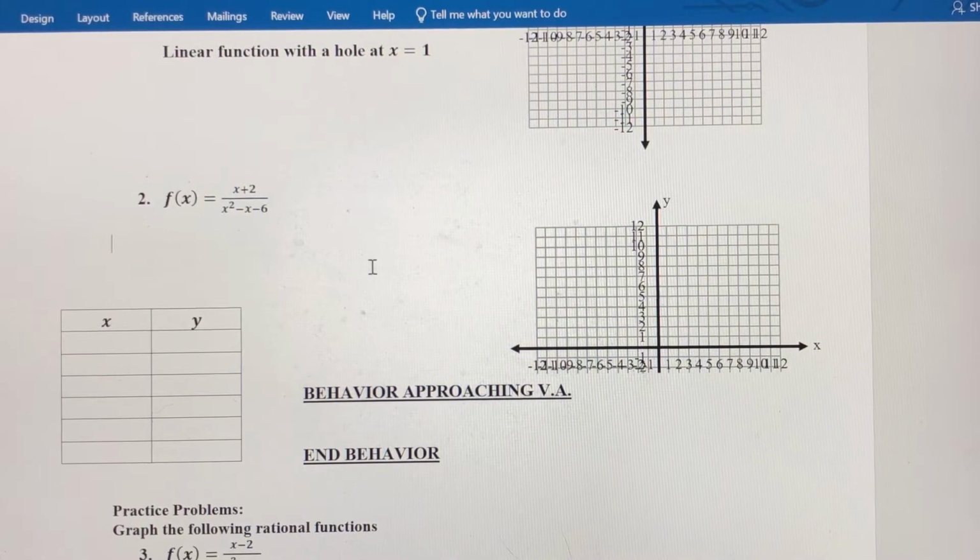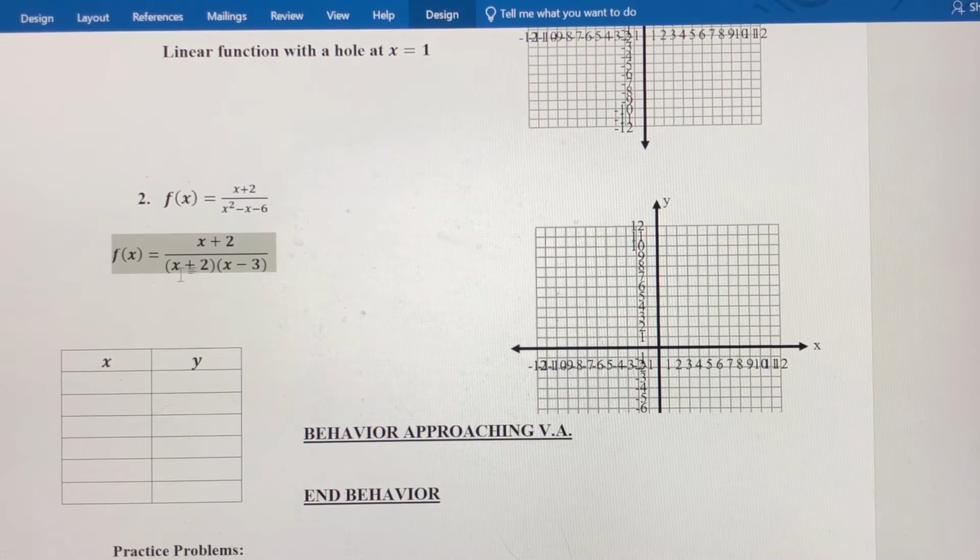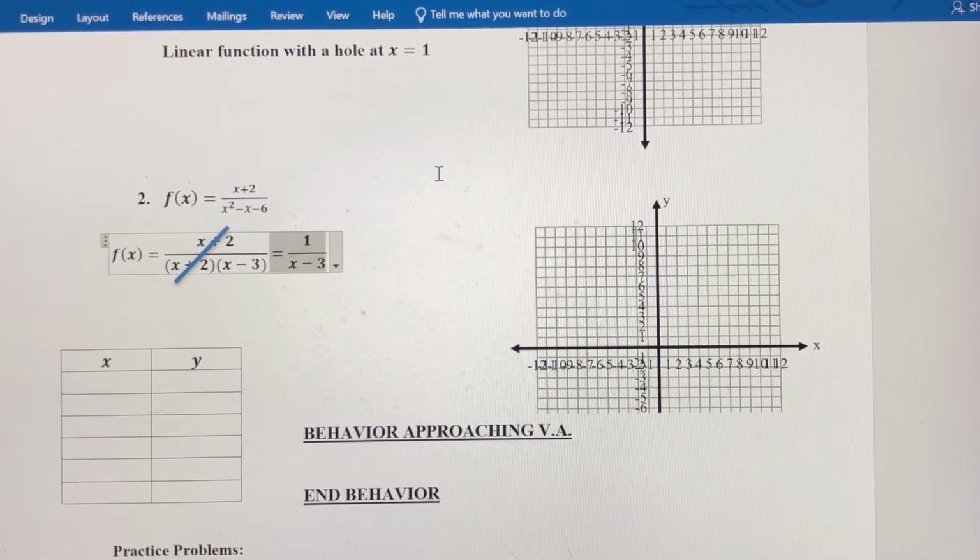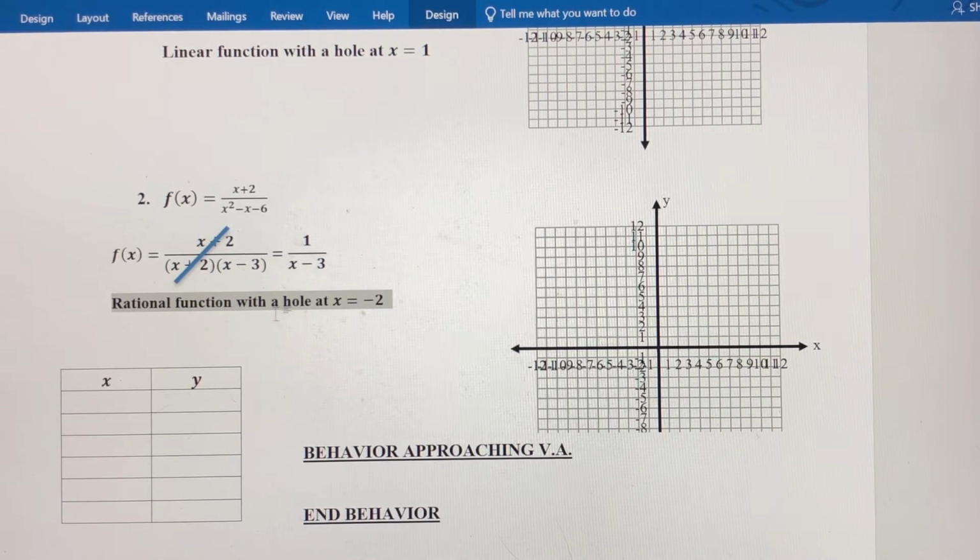So let's look at this second example here. We've got f of x equals x plus 2 over x squared minus x minus 6, okay? So again, first thing we want to do is factor, and our denominator looks like this, x plus 2, x minus 3, okay? Now again, if you weren't thinking about removable discontinuities, you would think, well, I've got two vertical asymptotes, okay? Here, one at negative 2, and this one at positive 3. But in the simplification process, these x plus 2's cancel out. So my actual rational function that I'm going to be graphing is 1 over x minus 3 with a hole at negative 2.